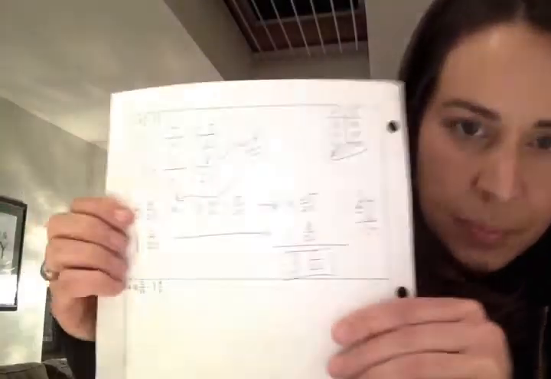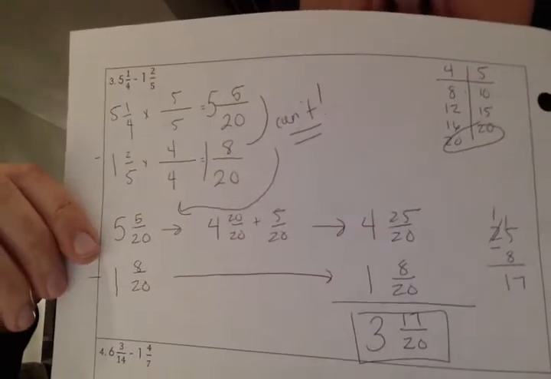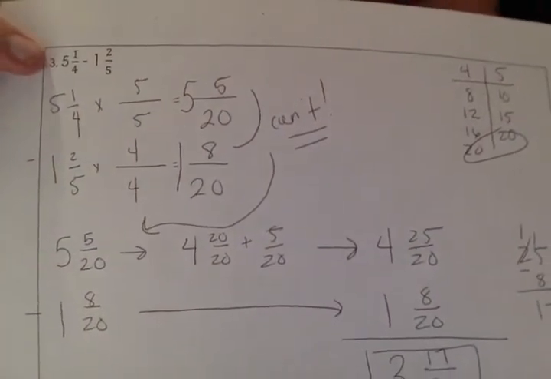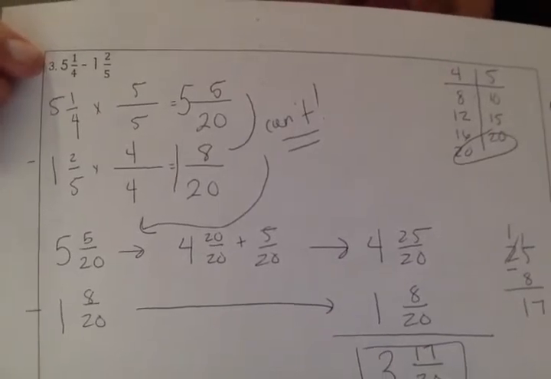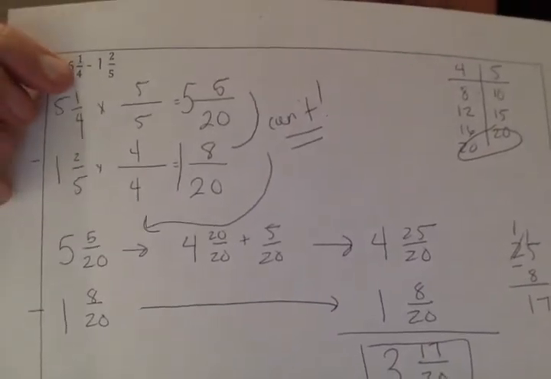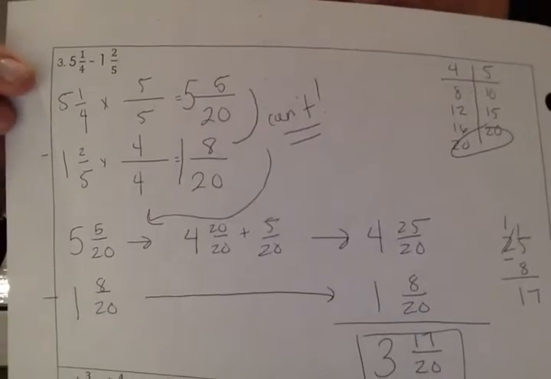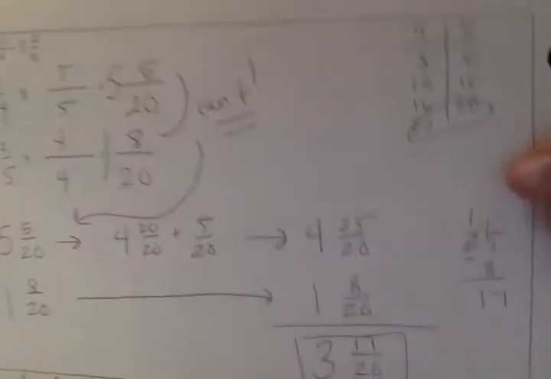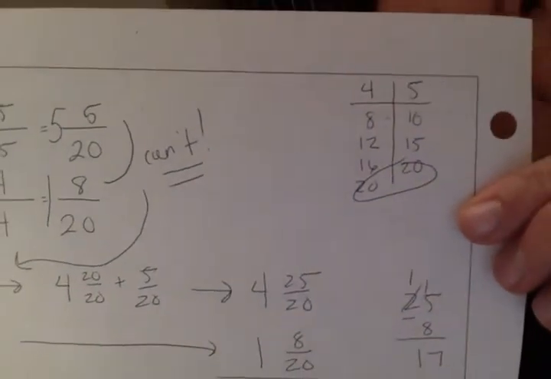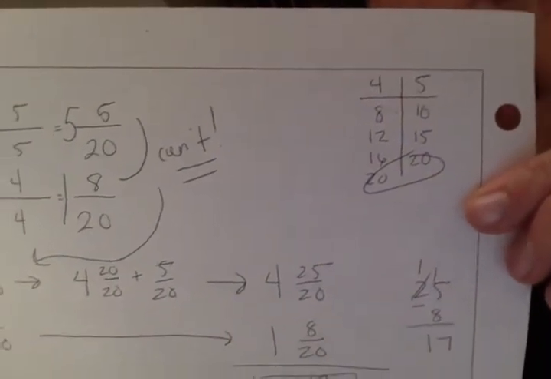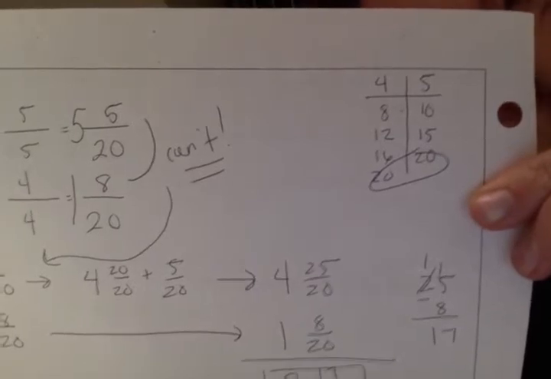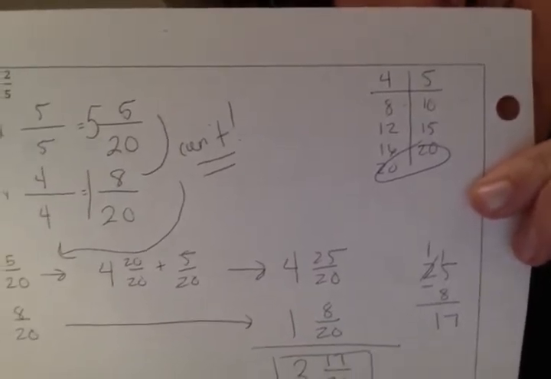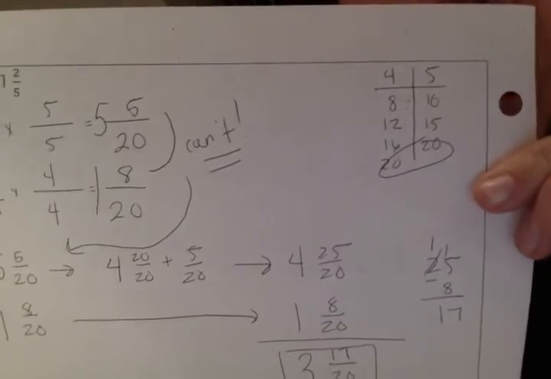Turning to the back. Here, I'm trying to subtract 5 1/4 minus 1 2/5. First, I notice that they have different denominators. 5 and 4 are not the same. They're not the same size pieces, so I can't subtract them. So I'm going to come over here and do my table to find a common denominator. I'm going to skip count my 4s and my 5s. 4, 8, 12, 16, 20, 5, 10, 15, 20. I have 20 in common.